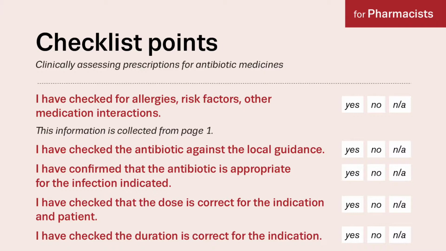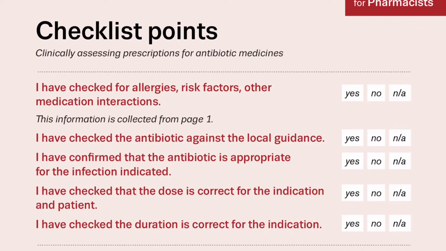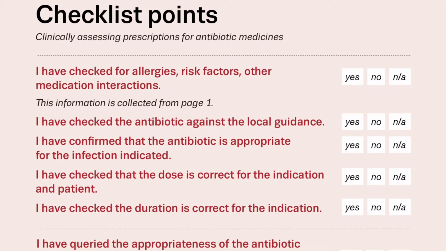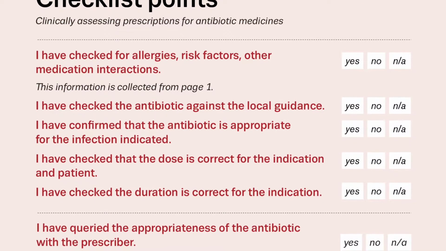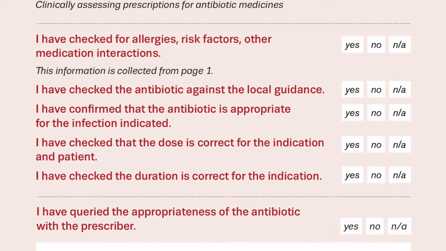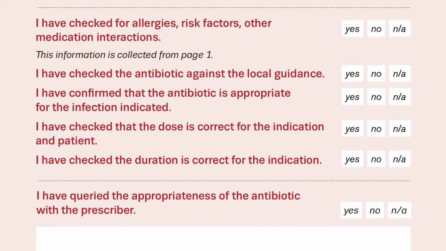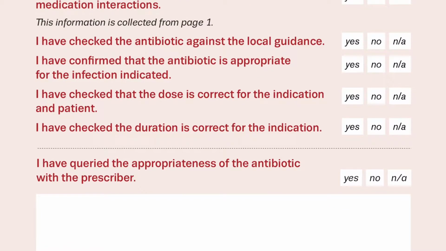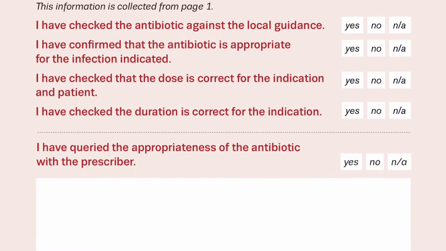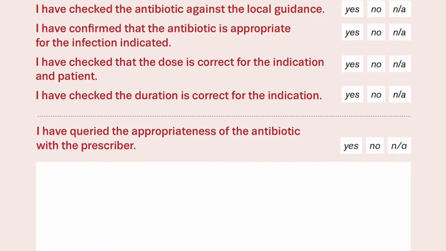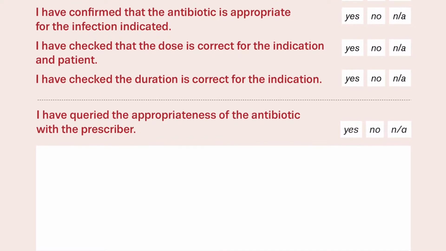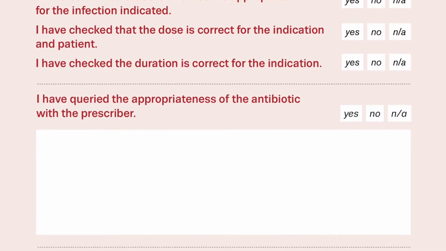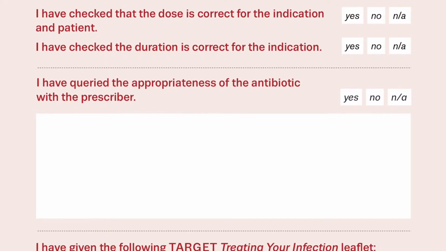If the antibiotic does not seem correct, then the pharmacist should speak to the patient to find out if there are any reasons for the prescriber's choice. They may have had treatment failure on a previous course. If you are concerned, do contact the GP surgery for advice. The notes section can be used to record the antibiotic given or additional information obtained from the patient or the prescriber.